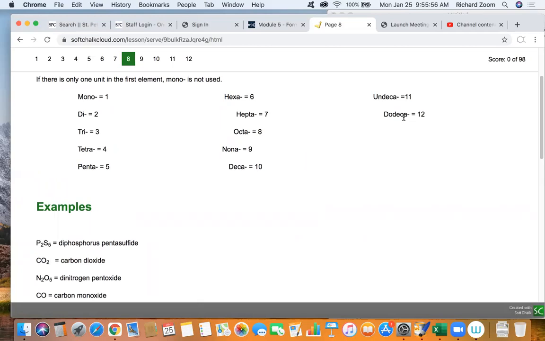So the other rule that we have here is when there's only one of the first element, we tend not to use the mono. That's because a lot of these only have one of the first element. So P2S5 would be diphosphorus pentasulfide. CO2 would be carbon dioxide, not monocarbon dioxide. But if you look at CO, you'll see that's carbon monoxide. We do need to use the mono on the second one. Does anybody have any questions?